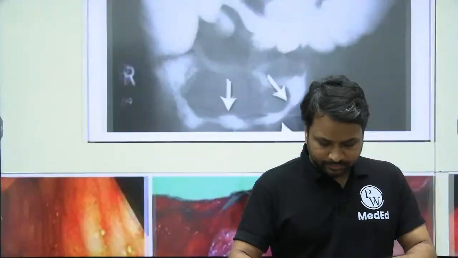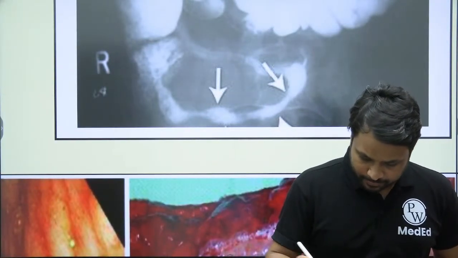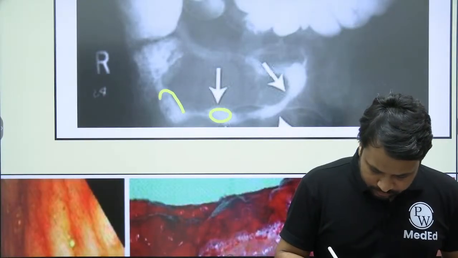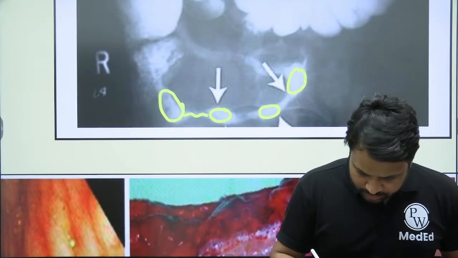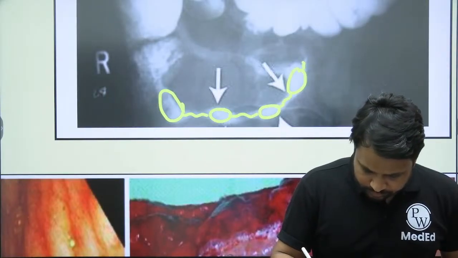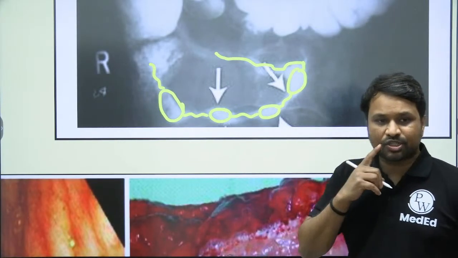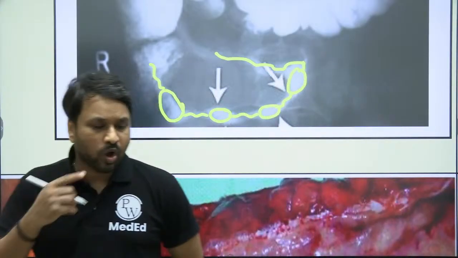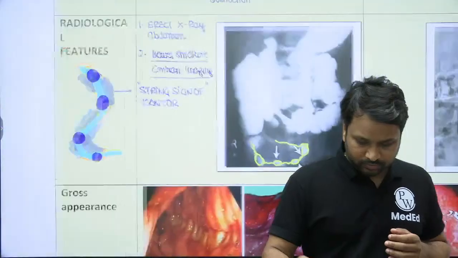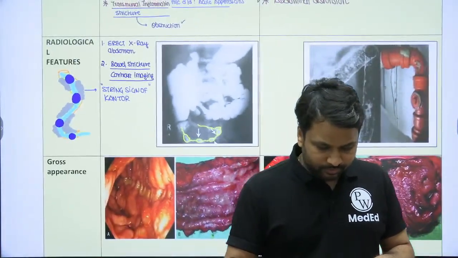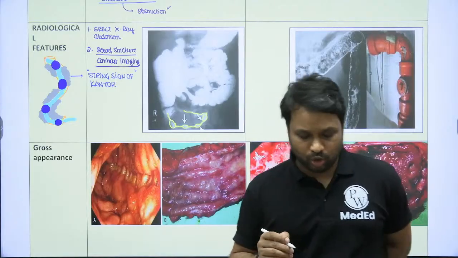You can see beads here, here, here, and the contrast is flowing through here. So this is what we call the string sign of Kantor. That's the radiological finding that you will see in Crohn's disease.